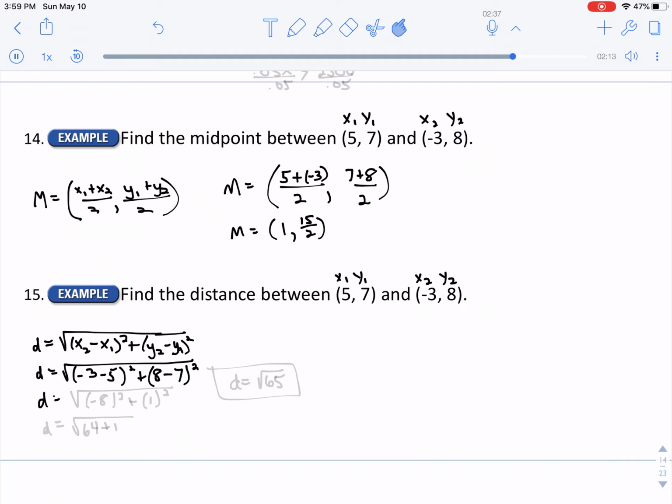So we get the distance equals the square root of negative 3 plus a negative 5 is a negative 8 squared, plus 8 minus 7 is 1 squared. Negative 8 times a negative 8 is 64, and 1 times 1 is 1. So we get the distance equals the square root of 65, and since that won't simplify, that's the answer.